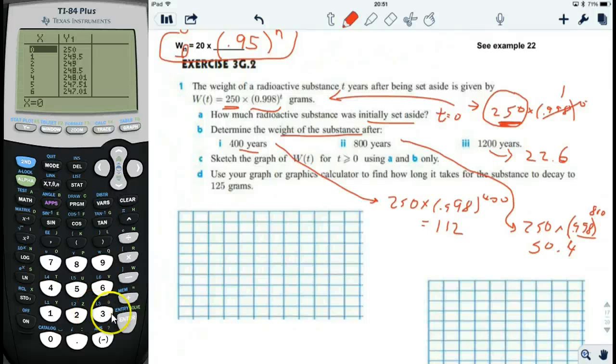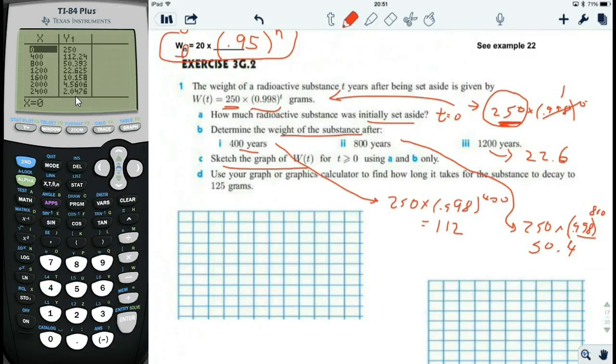So I'm going to change the step size by pressing plus. And then it gives me the opportunity to change the step size. I'm going to change the step size to 400. So now you can see instantaneously I got all the values I wanted. X equals 400, the value for y is 112. X equals 800, the value is 50.4. And for 1200, the value is 22.6. So you can see the calculator can calculate all these values all in one shot. You don't have to keep typing in the same equation again.